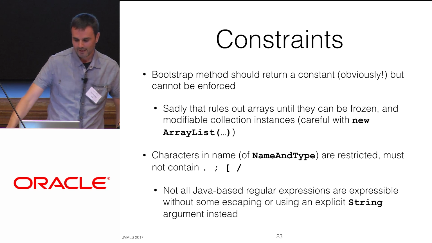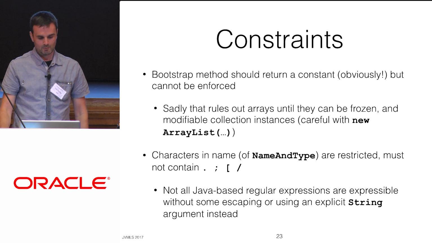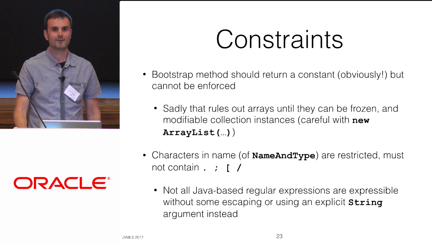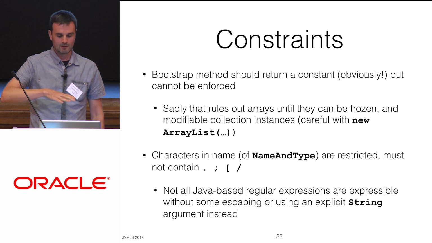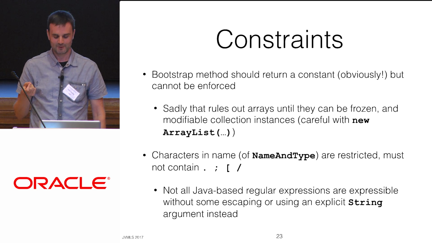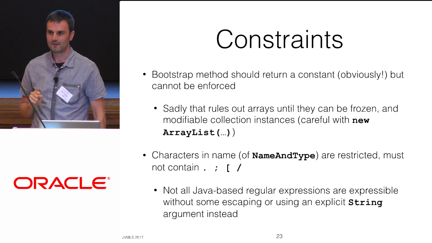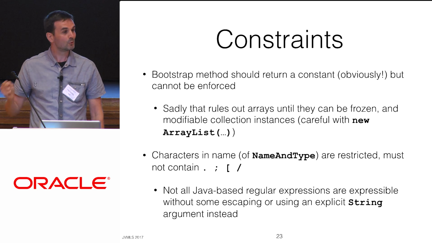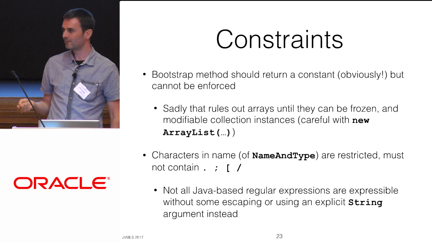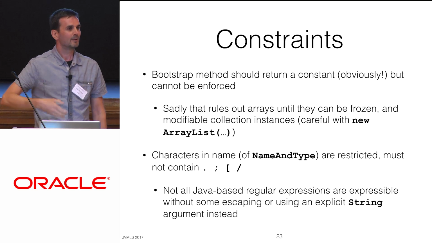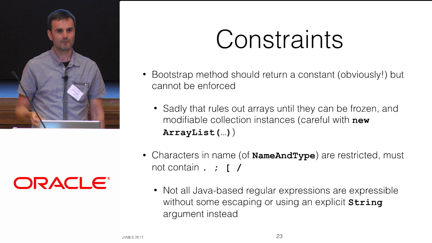So the constraints we have here, here's the problem. Here's a gentleman's agreement we have in streams and so forth that John showed before. We have a mutability problem in Java: what is returned should obviously be constant, but we can't actually enforce that. So there's a gentleman's agreement. It sort of rules out arrays naturally until we have frozen arrays. And also, you shouldn't be returning something like a modifiable collection, like ArrayList and so forth.